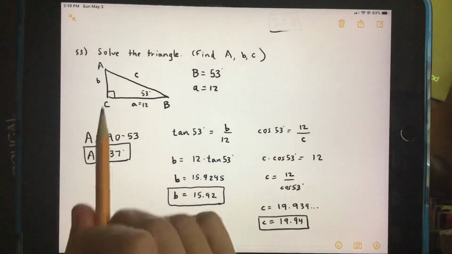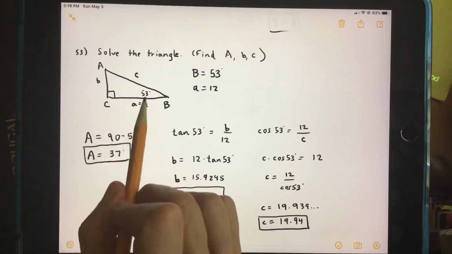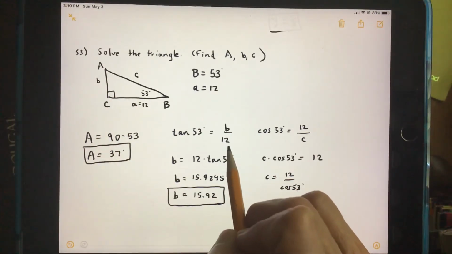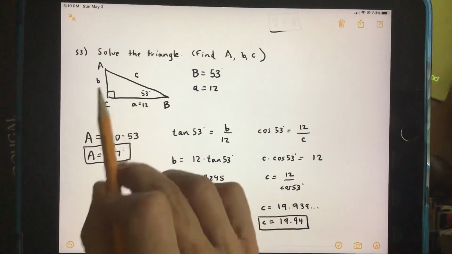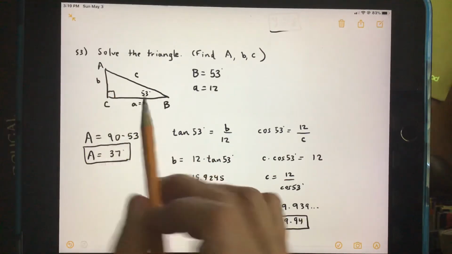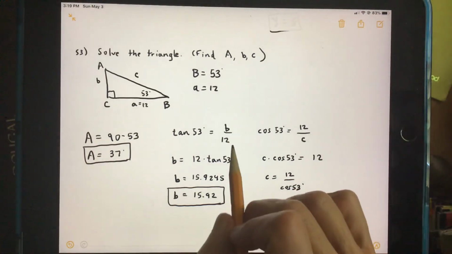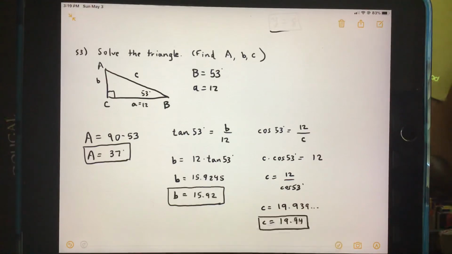So I'm going to do my opposite leg, which is B, opposite of 53 degrees, the far away leg, B, over my very close leg, my adjacent leg, 12. B over 12, opposite over adjacent, is the tangent of 53 degrees. Then I'm going to solve for B, multiply both sides by 12, and I have B is 12 times the tangent of 53 degrees, and then I use my calculator.